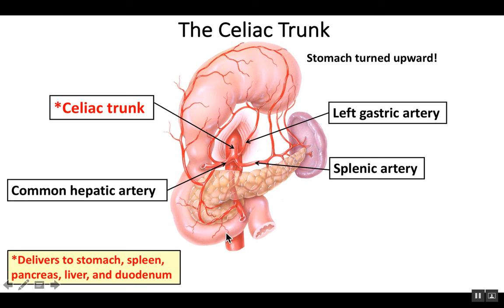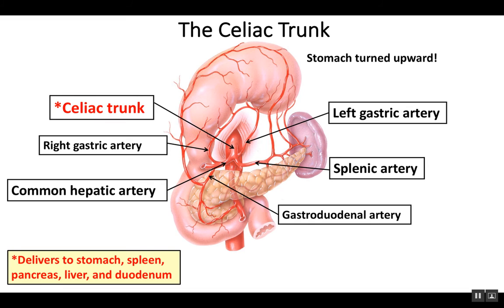There are other branches I'm not going to hold you to, but you'll notice that there's a right gastric artery. There's a gastroduodenal artery because it goes to stomach and duodenum. So all these are named, again, fairly logically, but I'm going to hold you to the bigger ones, the celiac trunk, and then its three branches.